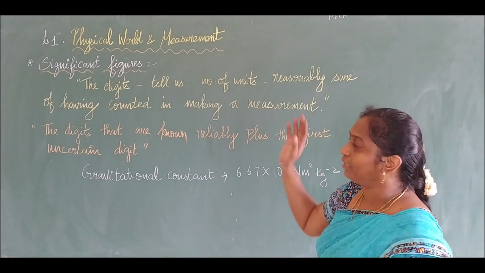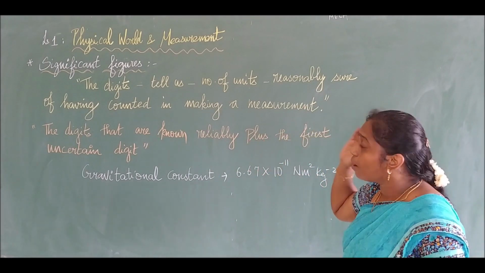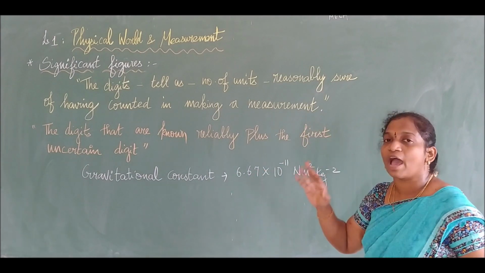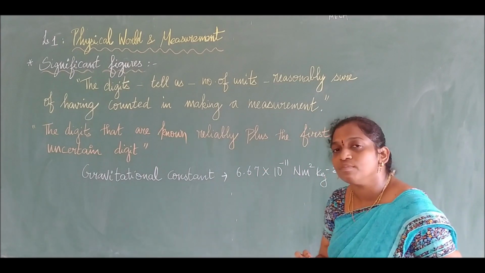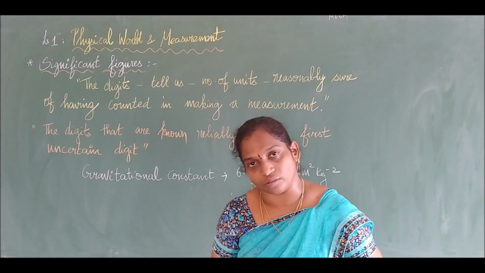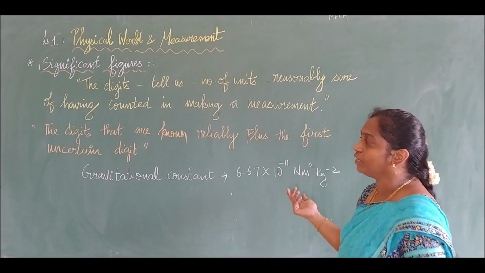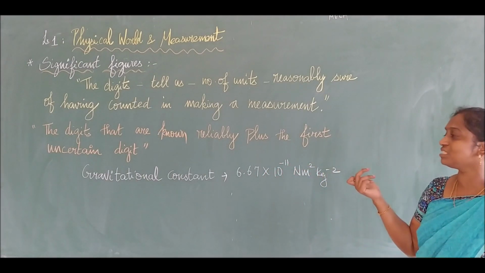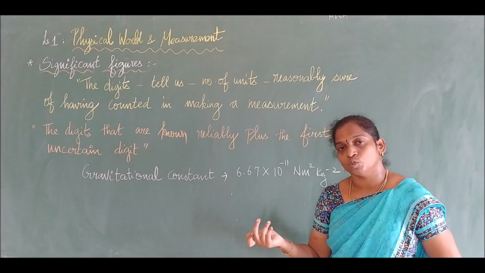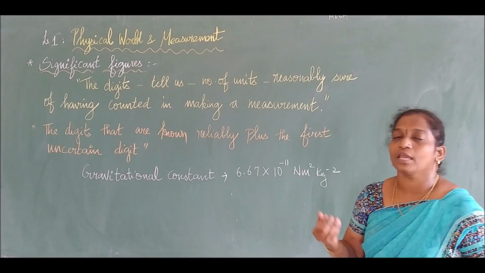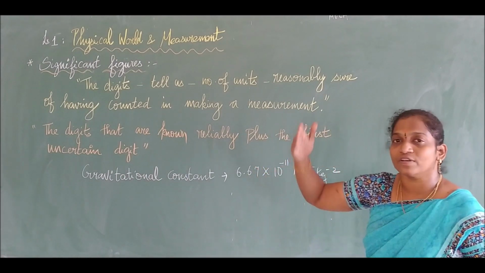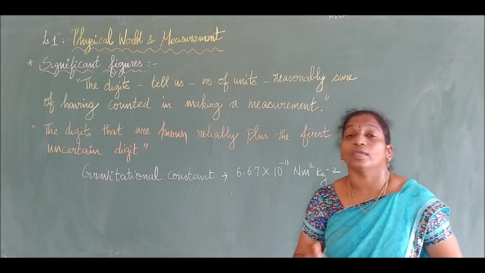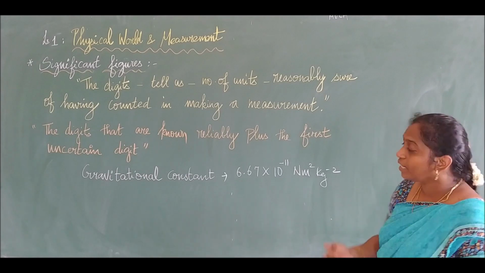So we are saying that the digit which tells us the number of units, reasonably sure of having counted in making a measurement, is called significant figures. We define significant figures as the digits that are known reliably plus the first uncertain digit. What is that uncertain digit? In any calculation we will have a first uncertainty. The first 2 decimal points are certain, and after that we can say it is uncertain. Let us take an example.